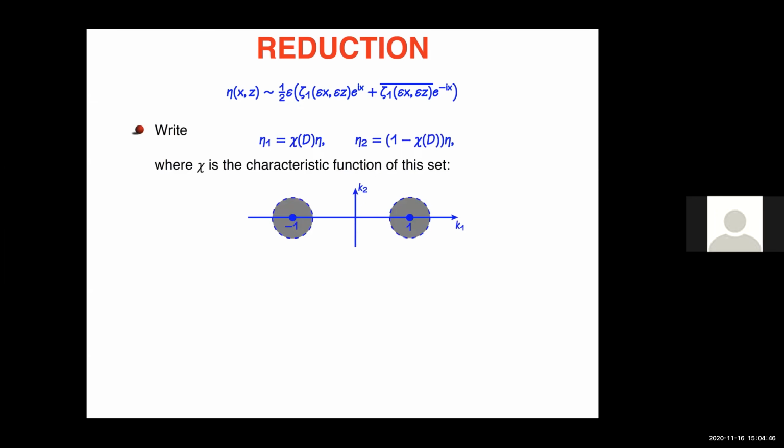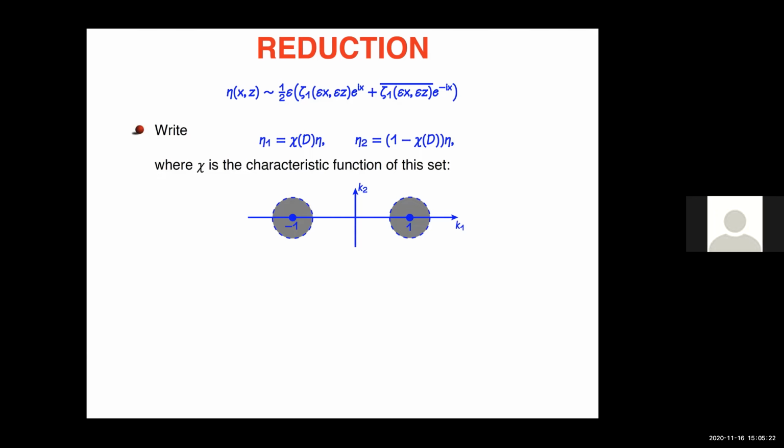Chi is the characteristic function of the set shown in the diagram, which is made of two disks of small radius centered at the points plus or minus 1, 0. Eta 1 is constructed by taking the Fourier transform of eta, multiplying by the characteristic function of that set, and then taking the inverse Fourier transform. That's what the operation chi of d means. So the Fourier transform of eta 1 really is concentrated near those points. Its support lies in the set you can see there. And eta 2 is the remainder of eta.